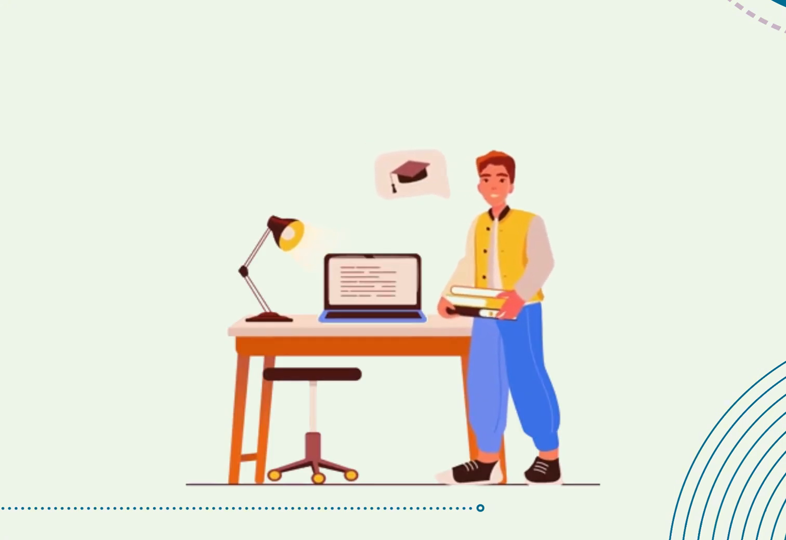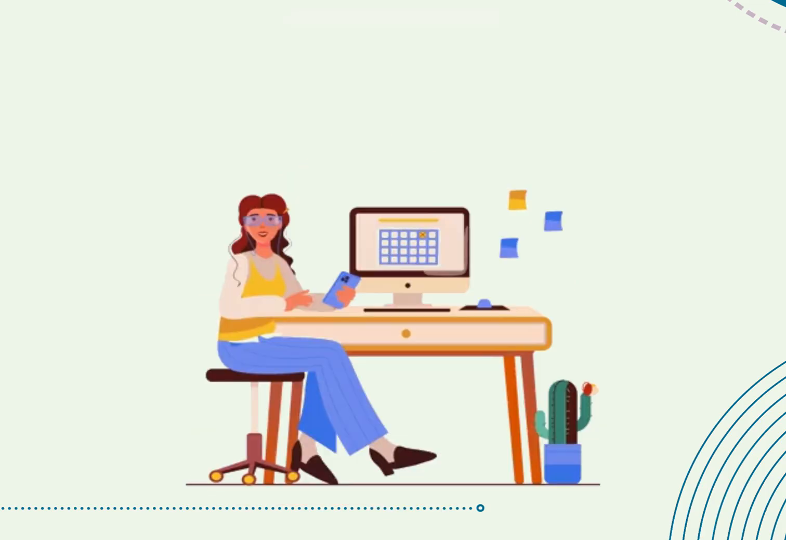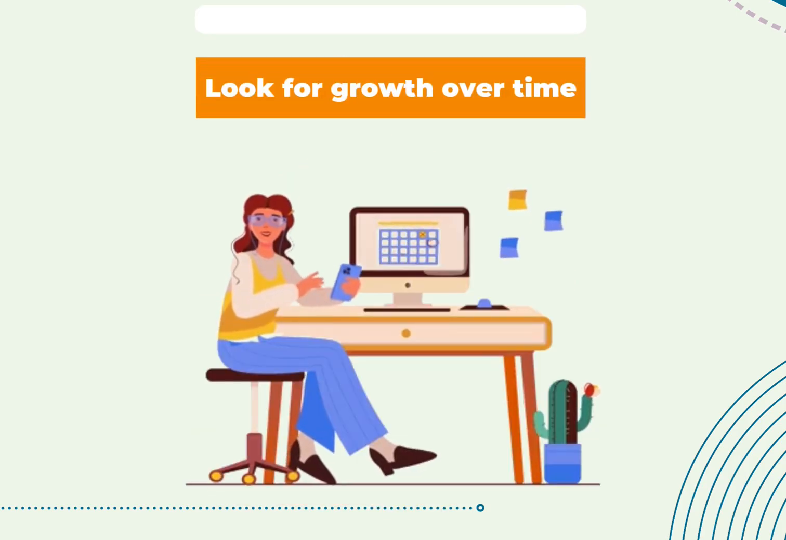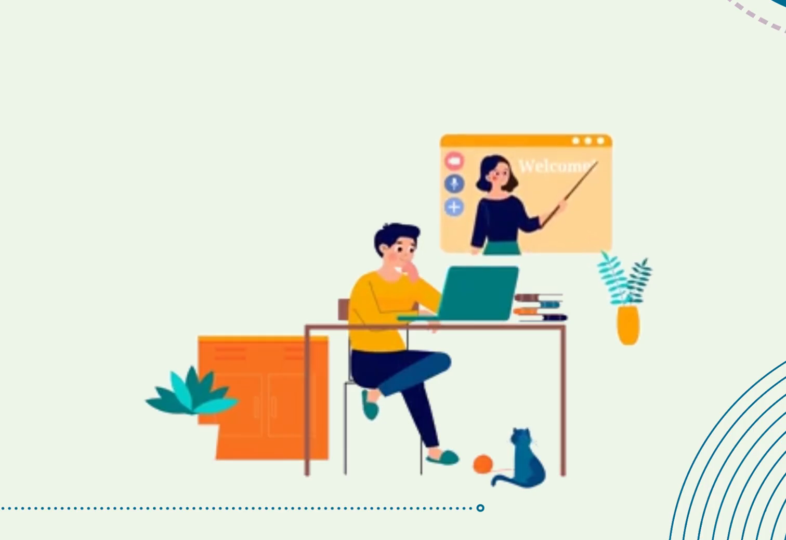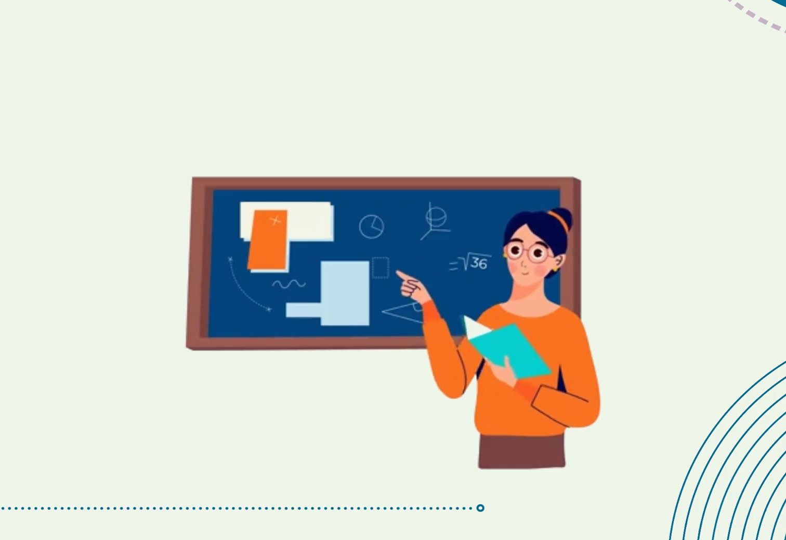Or they may do well in math but need more practice with grammar, writing, or language usage. Next, look at growth over time. One score does not tell the full story. A fall score, winter score, and spring score together give a clearer picture.